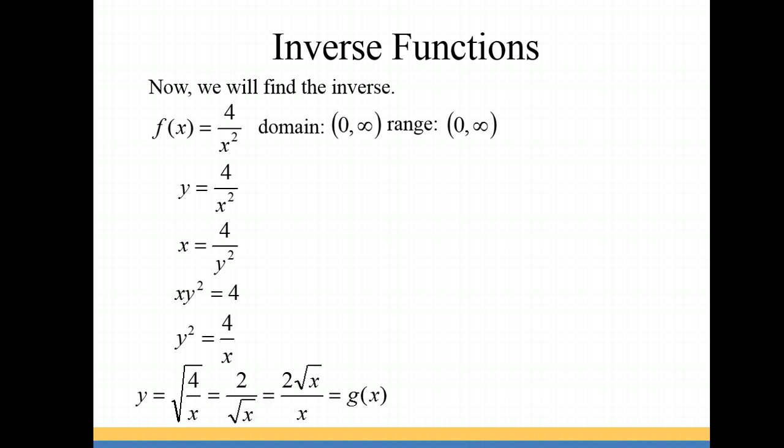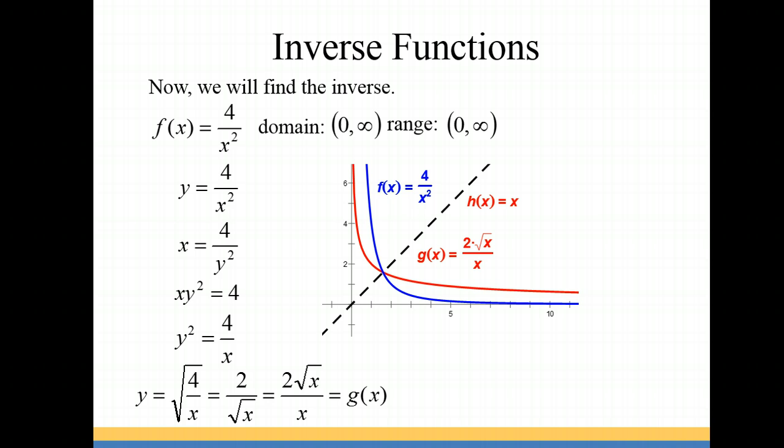Normally when we take the square root, we put a plus or minus sign out front. In this case, because we only kept the right side of the graph of the original function, we only need the positive part of the radical. And then I rationalize the function. So I have 2 square root x over x, which is going to be g of x on our graph.